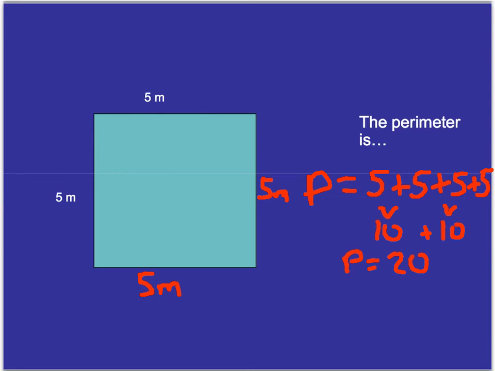P equals 20. 20 what? Did you label it correctly? Did you put an M there, standing for meters? The distance around this figure is 20 meters. The perimeter is 20 meters.